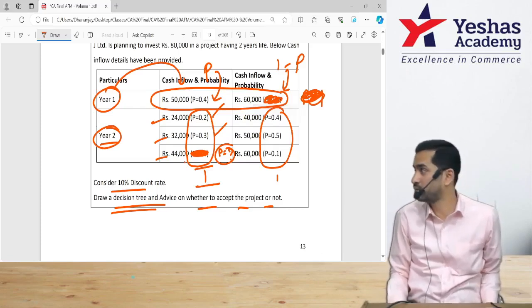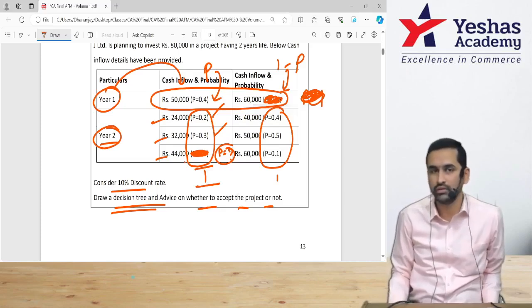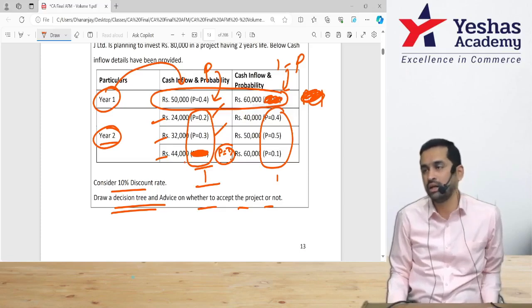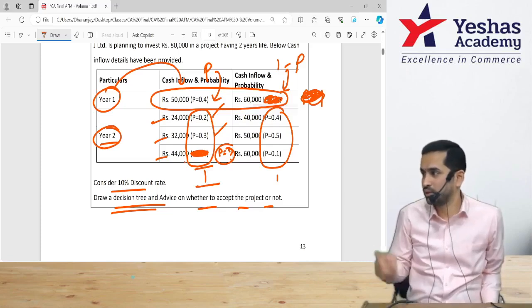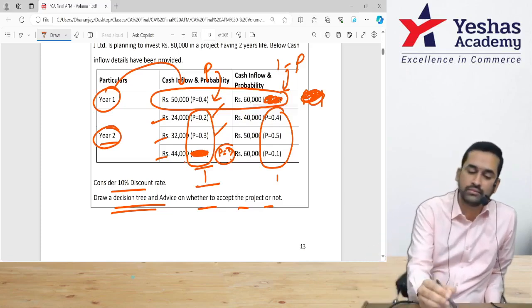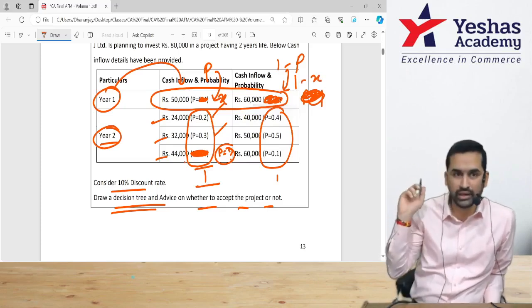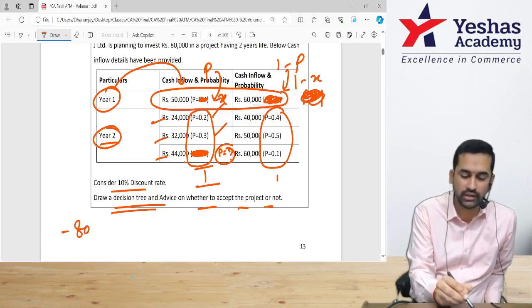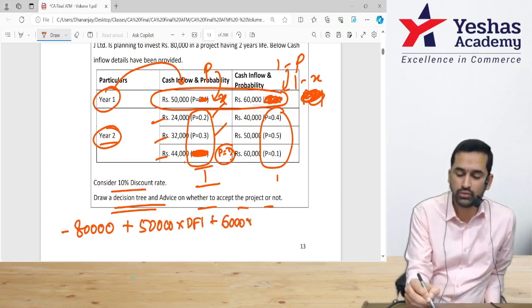Understanding? So they may not give you a neat question. In that also there can be a missing figure. Yes. If they really want to test your stats knowledge, they should print the decision tree and NPV calculation also, and should not print the probability figures. Then you should do reverse working. Let this be X, and then this has to be 1 minus X. Correct? And then in your main table, it will be minus 80,000 plus 50,000 into DF1 plus 60,000 into DF2.